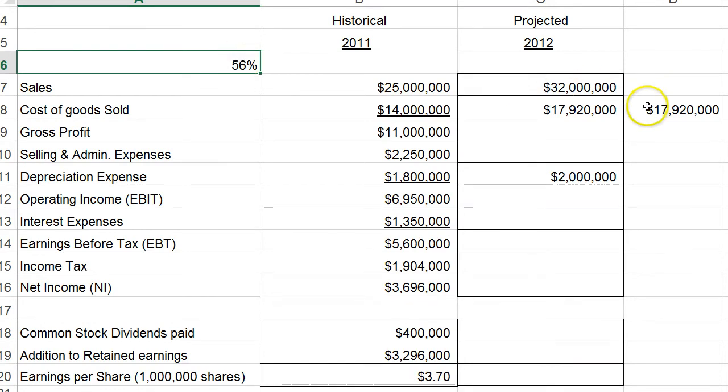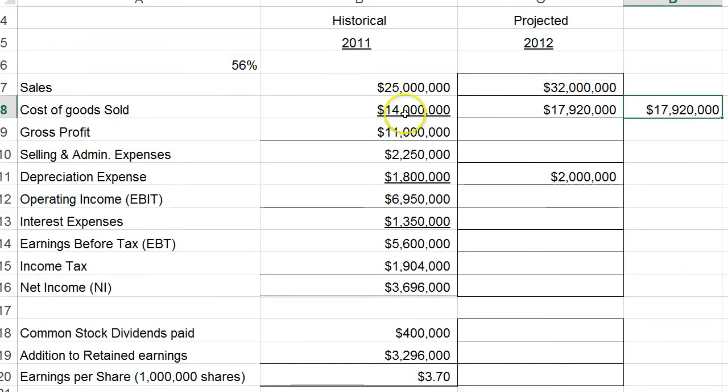So I could use this 56%. Over here, I just multiplied 32 million by 56%. That's the percentage relationship between the two. But I find it's easiest for students just to multiply by the growth rate of 28%. But the textbook may talk about these two alternate ways.